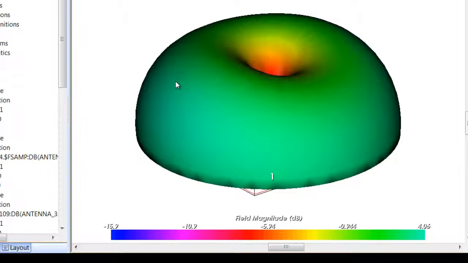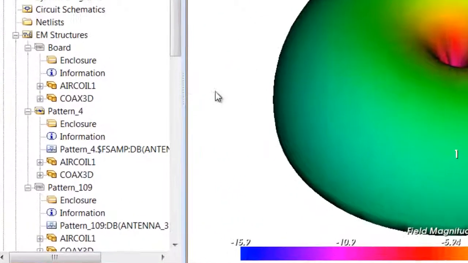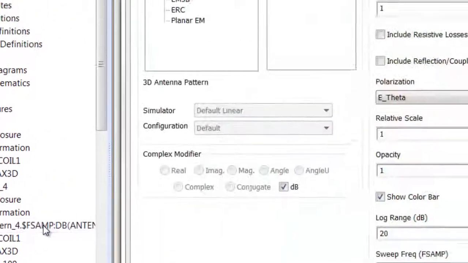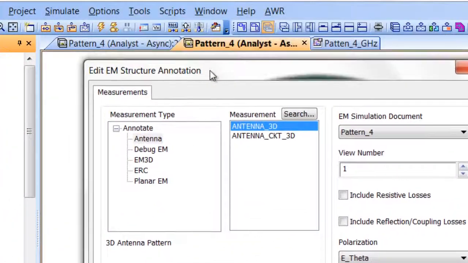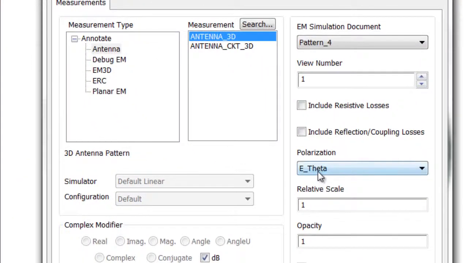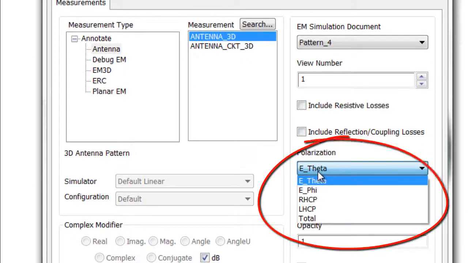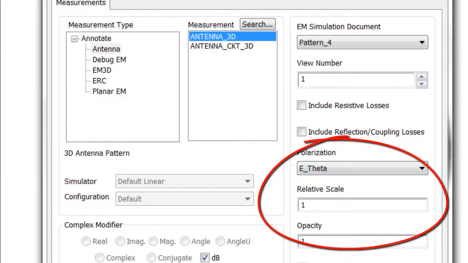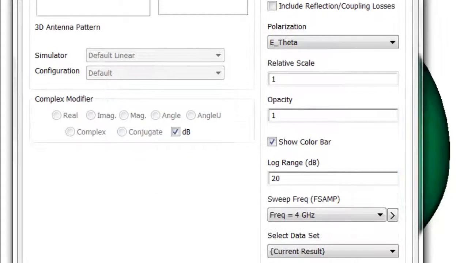This is the 3D antenna pattern. We're actually looking here at the E theta component of the electric field, where theta comes down from the z-axis. If I go over here to the left and we look at the annotation that made this measurement, notice for polarization we of course can also look at E phi, right and left-handed circular polarization, as well as the total electric field if we so wish.